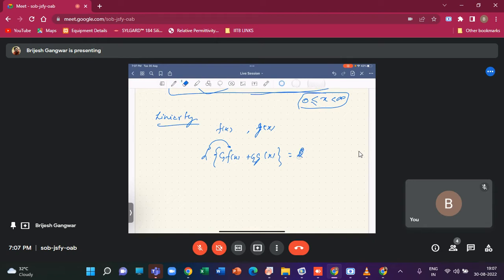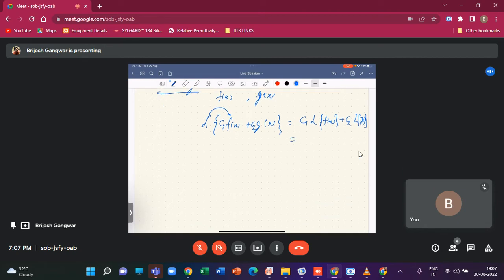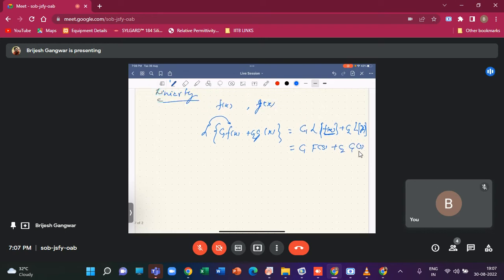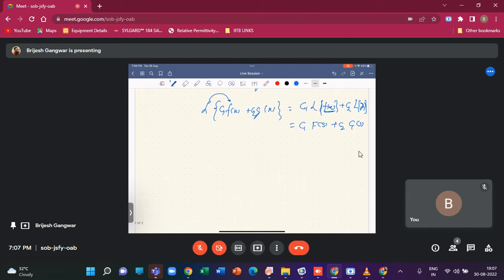Then the Laplace of this function, you can directly apply: c1 Laplace of f(x) plus c2 Laplace of g(x). This is called linearity of the Laplace transform. So you can write c1 times, let's say the Laplace of f(x) is F(s), plus c2 times, let's say the Laplace of g(x) is G(s). So this is the simple linear property.